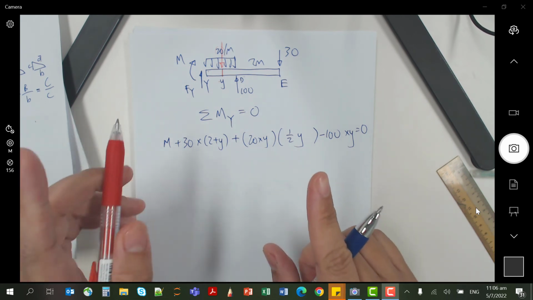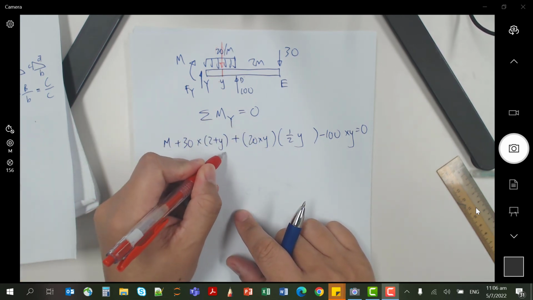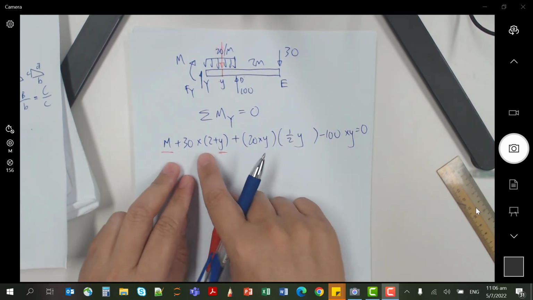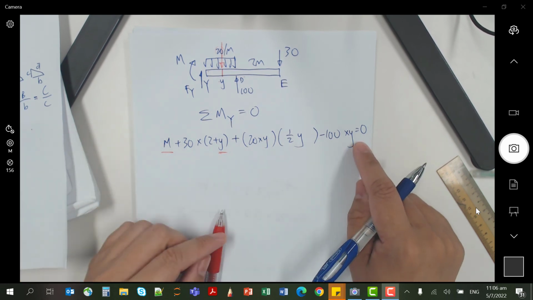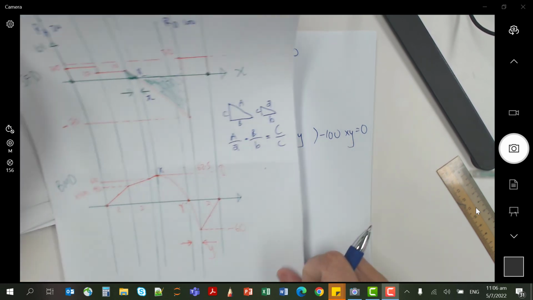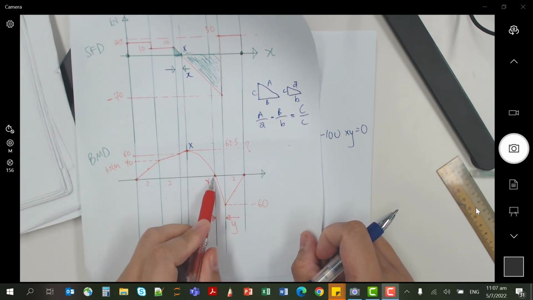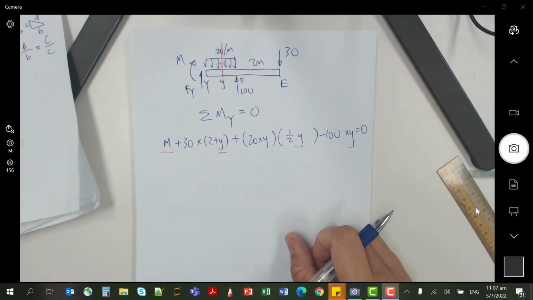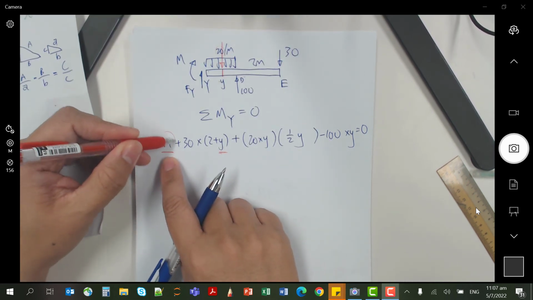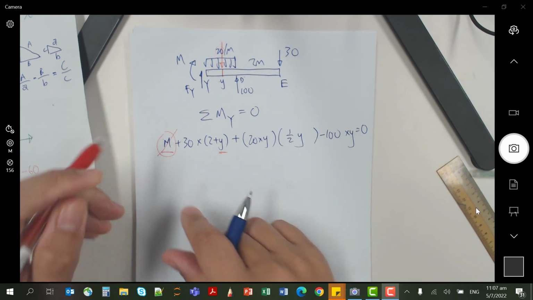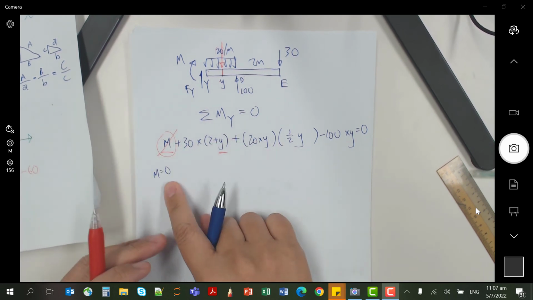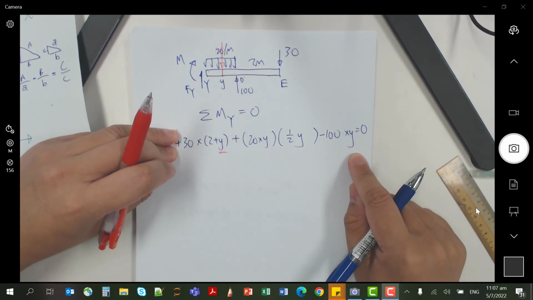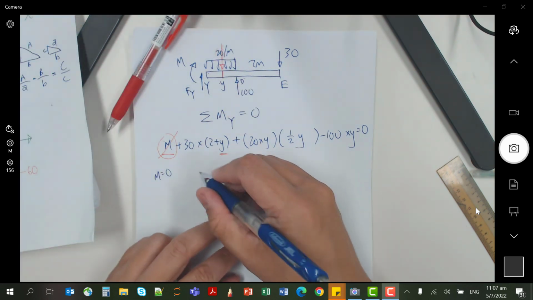So from here, you can see that there are actually two unknowns. One, y is an unknown. The second one is M. So how to solve? M and y, two unknowns, one equation. Well, if you look at your bending moment diagram, at the point y, what is the value of the moment? It is 0. So basically your moment M is 0. So M is equal to 0. So you are left with an equation with only one unknown, which is y. So just solve it.